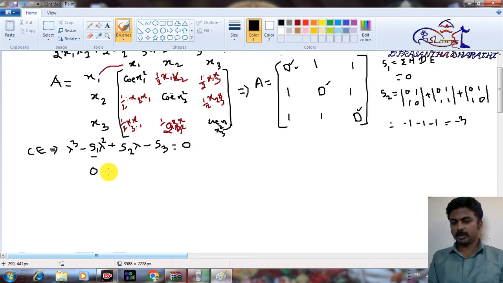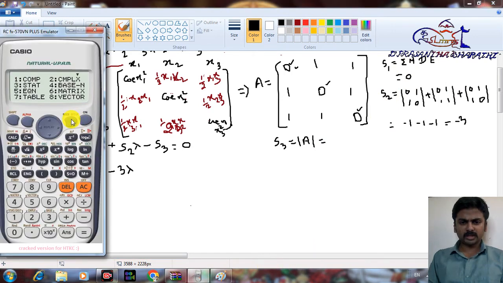So for S2 we will have minus 3 lambda. Then what will be S3? S3 is the determinant of A. To find the determinant of A, we can make use of a calculator, and before that I shall explain how to find S2 in the calculator. First we shall find S3, and I shall explain how to find S2 in the calculator.